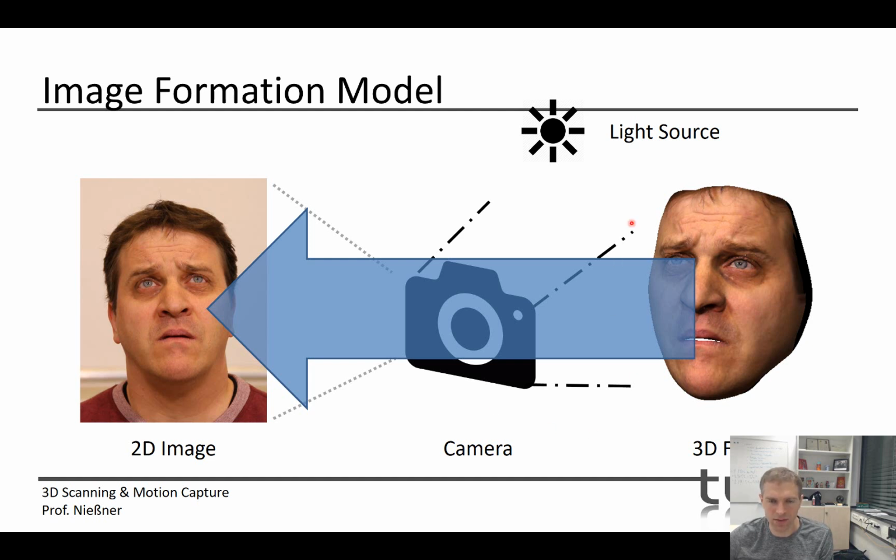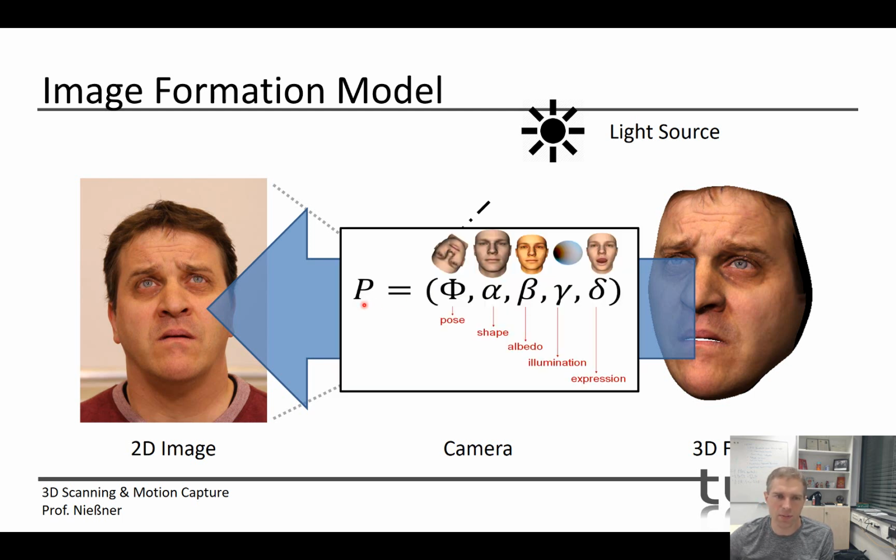say, well, we have this 3D face. And this 3D face is essentially defined by these parameters P, right? These parameters P here, like the pose, the shape, the albedo, illumination, and expression. This is our parametric face model. And this parametric face model tells us how to create something we can feed into a rendering pipeline and create a 2D image out of it, right? P's input determines the image.